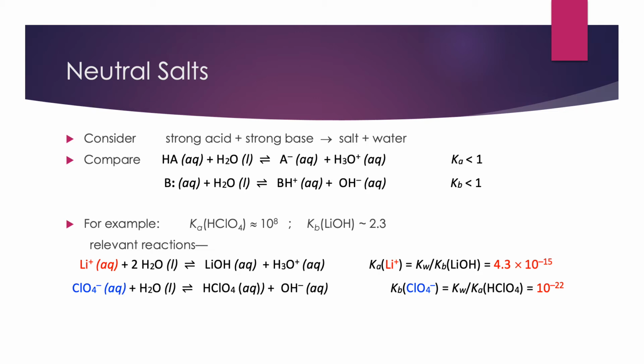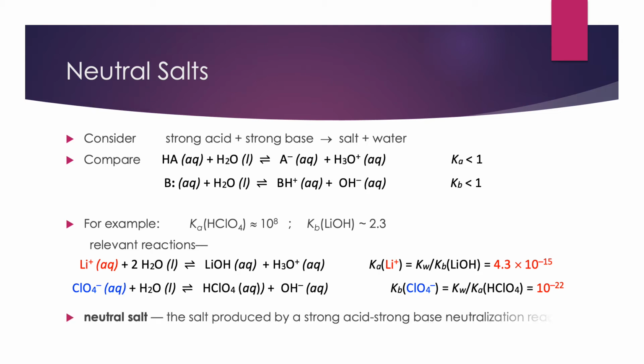So neither Li+ nor the perchlorate ion are really generating hydronium ions and hydroxide ions in solution. They do not have very strong acid-base properties. So this is what basically defines a neutral salt. A neutral salt is one whose cation and anion have very small Ka and Kb dissociation equilibrium constants when they're put into aqueous solution. Because they do not produce hydronium ions or hydroxide ions, they have essentially no acid-base properties once they're put in solution. So they are neutral as a salt.